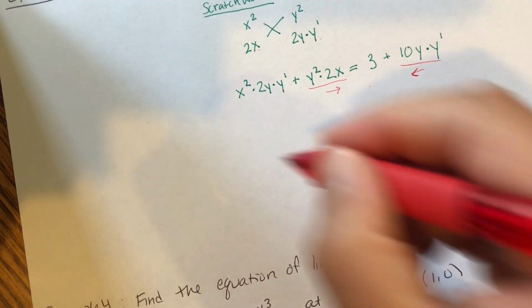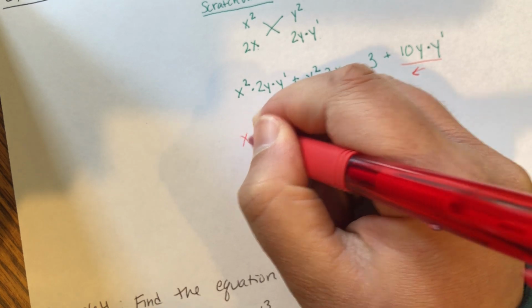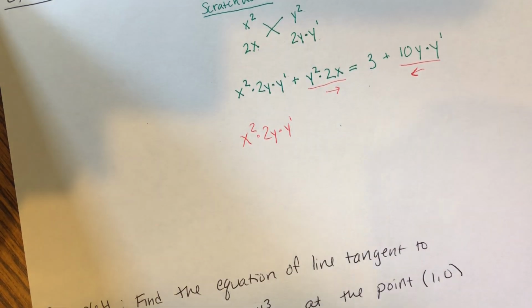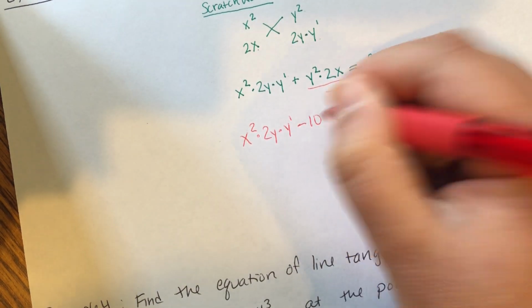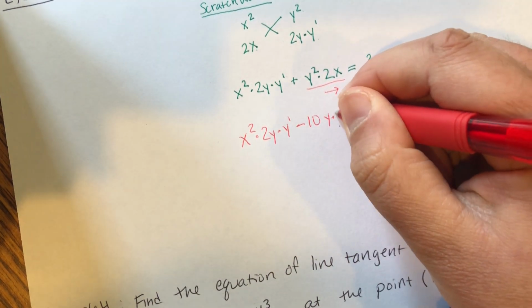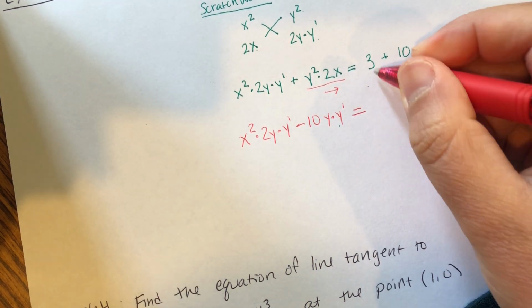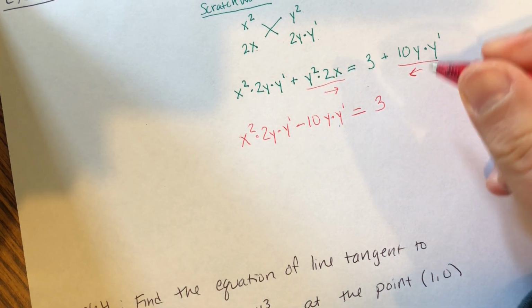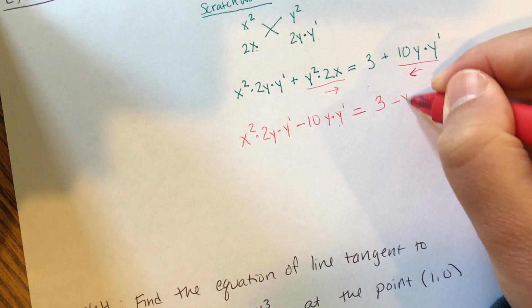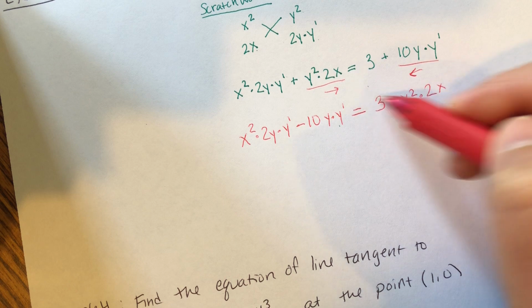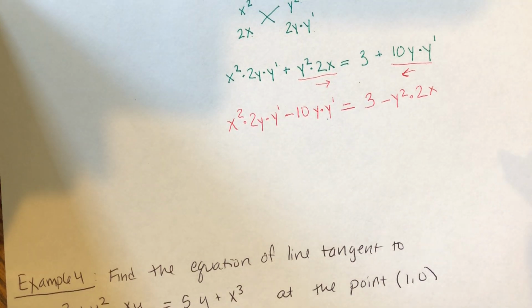So when I rewrite this equation, it's going to look like x squared times 2y times y prime minus 10y times y prime, because I moved it over to the left-hand side, and that'll be equal to, I still have a 3 on the right, and then minus y squared times 2x, because I moved this term over to the right-hand side. Change the sign.